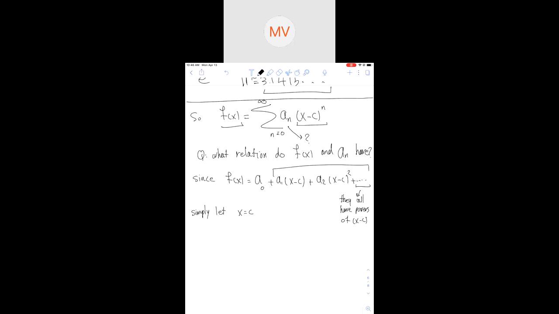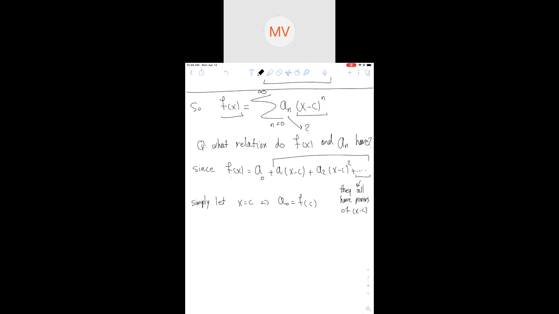They all become equal to 0, right? Let x equal c, all those terms except the first one become 0. Then there you go. You found the first one. So a sub 0 is nothing but f of c.